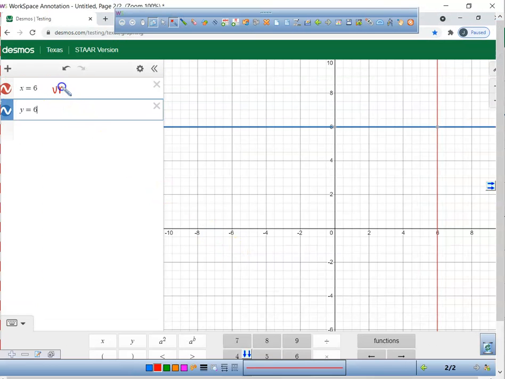Now, what's the difference between an X equals 6 and a Y equals 6? With X equals 6, the slope is called undefined. And with Y equals 6, the slope is now equal to 0. Now, what's a zero slope? We call it a flat line.